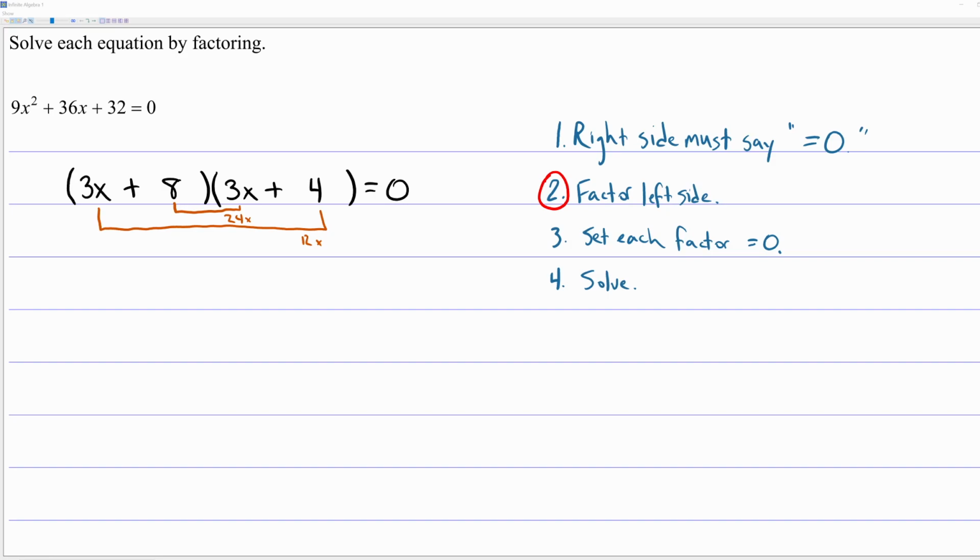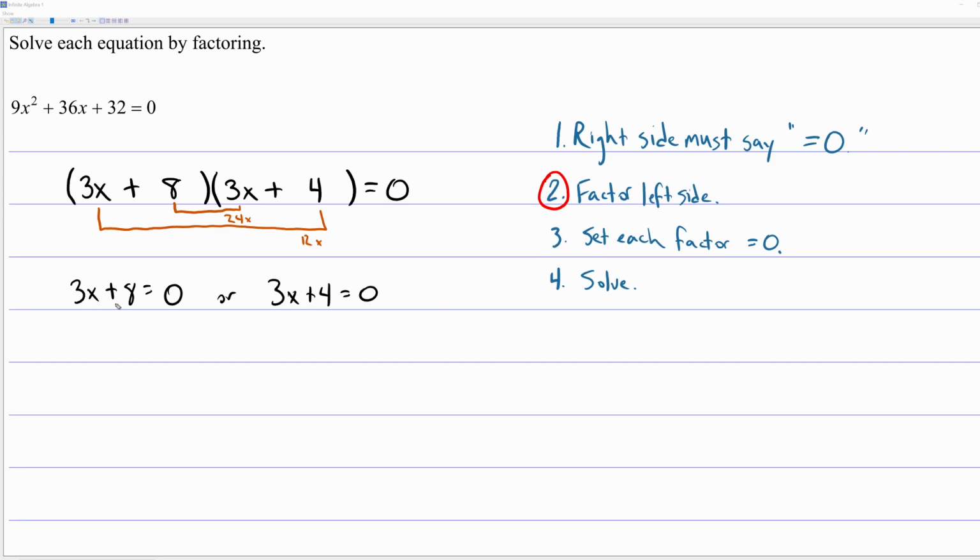So now, let's go on to step 3 and think about why this is true. What we have here is we have a factor multiplied by another factor that equals 0. Well, 0 is a very special number when you're multiplying. The only way you can multiply 2 factors together and get 0 is if the first factor equals 0 or if the second factor equals 0. That's the only way you can multiply to get 0. So that's why we have step 3.